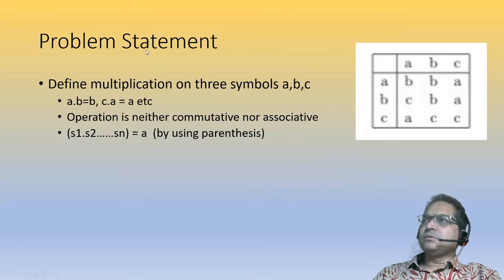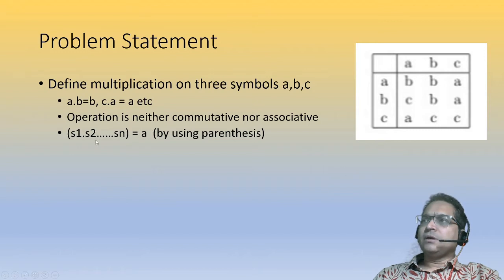So, to complete the problem statement, we are given the multiplication table for three elements, A, B, and C, which is given on this right side. And we are given a set of numbers S1 through Sn, and we have to apply parentheses in such a way that after multiplying using the parentheses operation, we get A as the outcome.